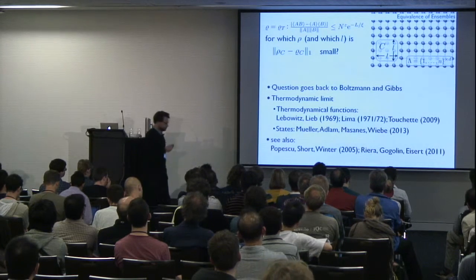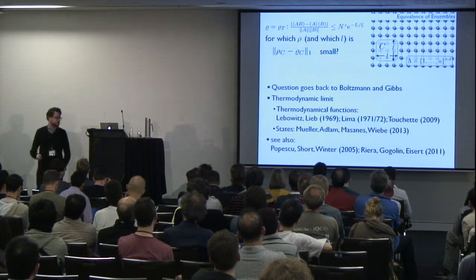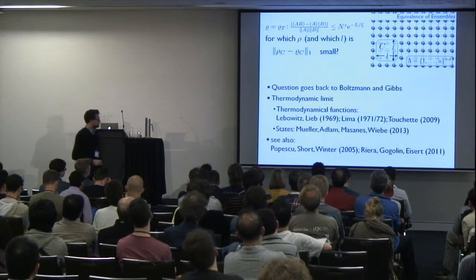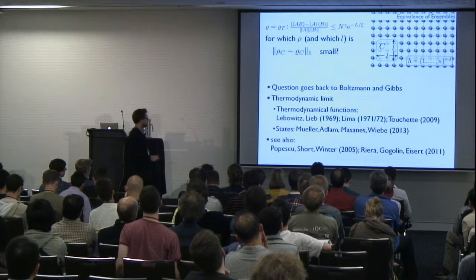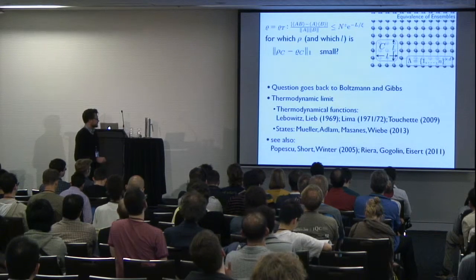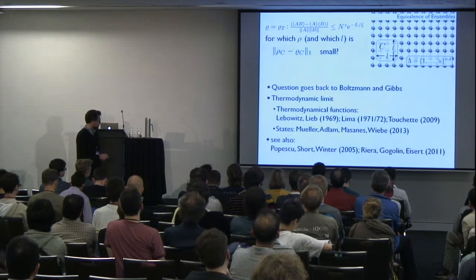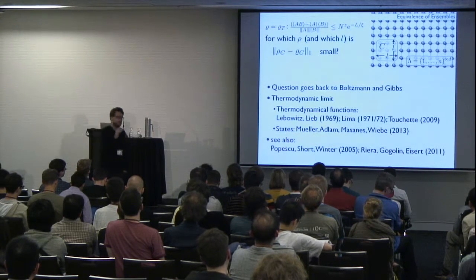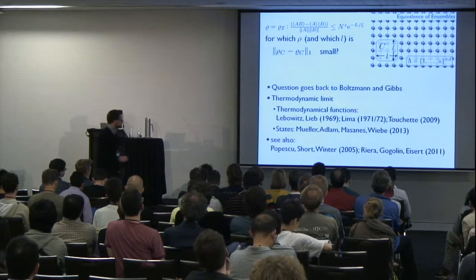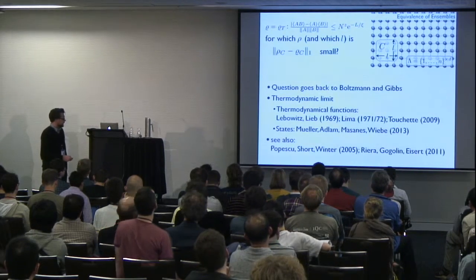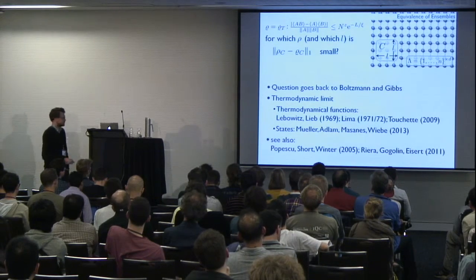Now for the microcanonical versus canonical state, this is of course a very old question. It goes all the way back to Boltzmann and Gibbs. Most of the results you can find are in the thermodynamic limit, obtained via thermodynamic functions. I'm just going to throw these names at you, but say some more words on this. The setting that we're looking at here is looking at states where we're actually comparing the two states. This is something that was looked at in 2013, 2 years ago, and many of the results that I'm going to show you are a finite size version of what you can find in this paper.